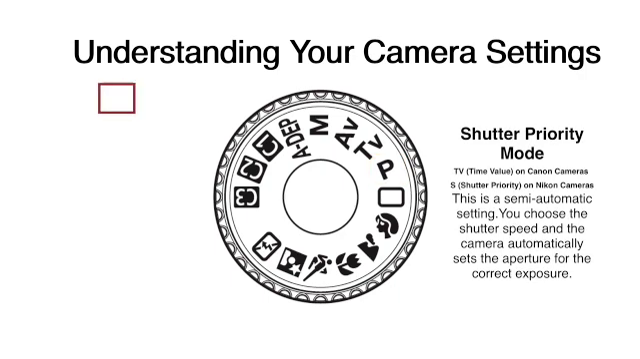Shutter priority mode. This is a semi-automatic setting. You choose the shutter speed and the camera automatically sets the aperture for the correct exposure.